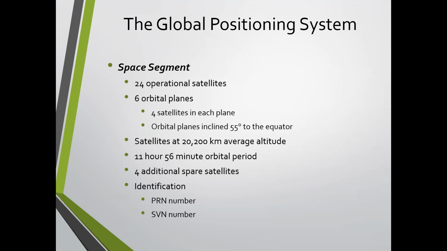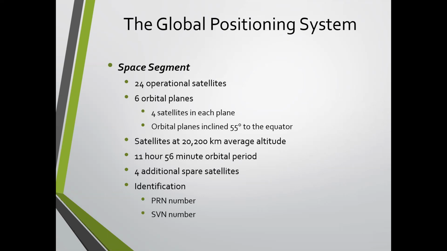Now, they were set up to be in 6 orbital planes, and you had 4 satellites in each orbital plane. And each orbital plane was inclined at 55 degrees to the equator. And they currently are at 20,200 kilometers average height. So it takes these guys almost 12 hours to do 1 orbital period. So they basically come over twice a day.